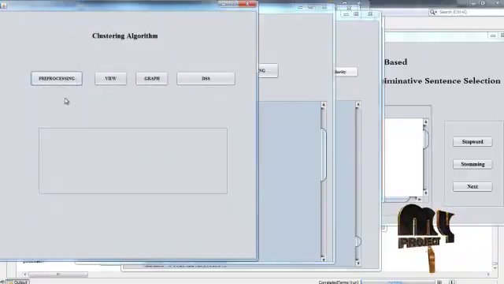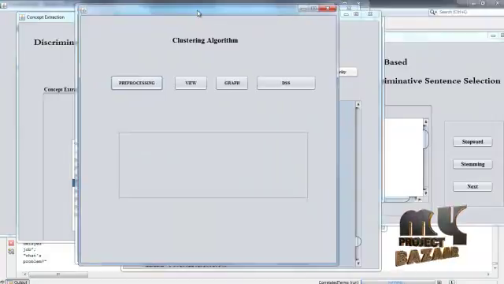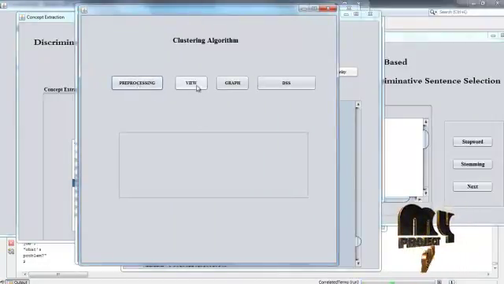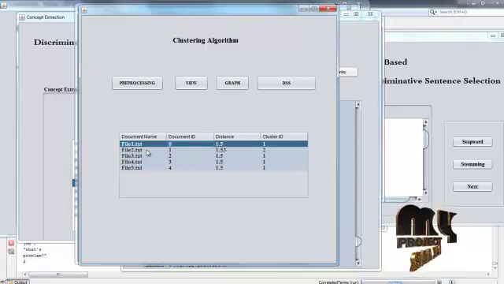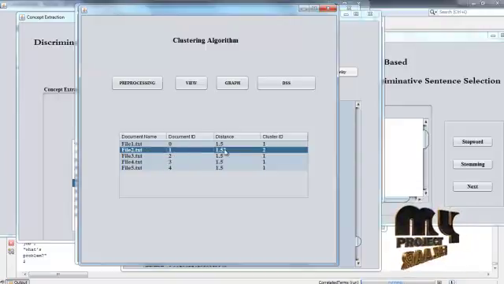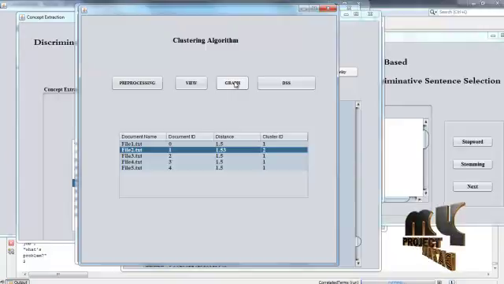Next we are going to apply the clustering algorithm. For the preprocessed data we can get the clustered documents. This is the document ID and distances to evaluate the document name. Finally, documents are clustered as 1 and 2, which is the clustered representation. File 1 is presented in clustered ID 1, and file 2 is presented in clustered ID 2.